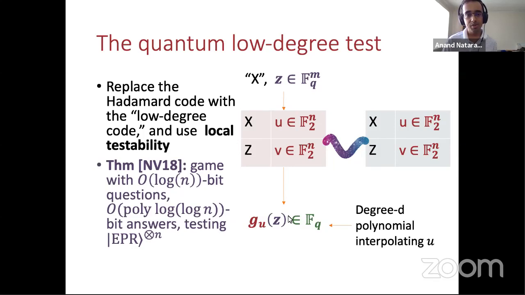So basically, in our quantum low degree test, what we can do is replace the linearity test, so the test for these linearity relations, with a test for this low degree code. And this is somehow much more efficient. This lets you really test for 2 to the n EPR pairs with polynomial size questions. Or if you scale it down, it's n EPR pairs with log size questions.